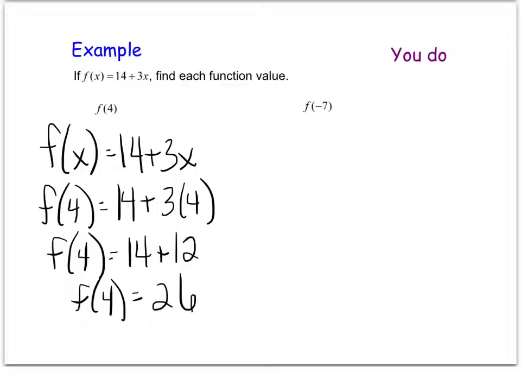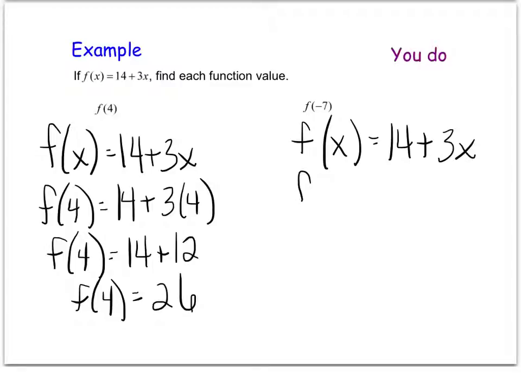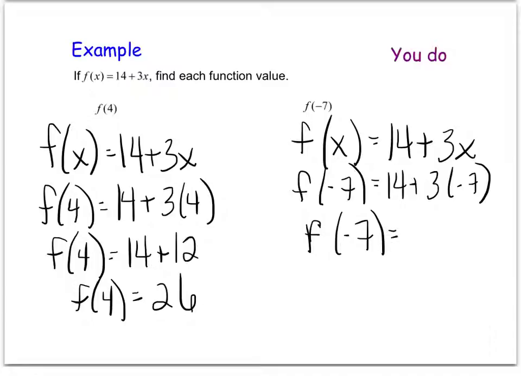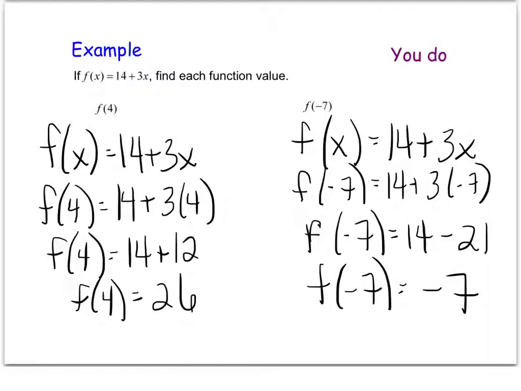And finally, for f of x equals 14 plus 3x, I'm looking for f of negative 7. So 14 plus 3 times negative 7. And f of negative 7 is 14 minus 21. Remember your PEMDAS. And f of negative 7 is 14 minus 21, which is negative 7.